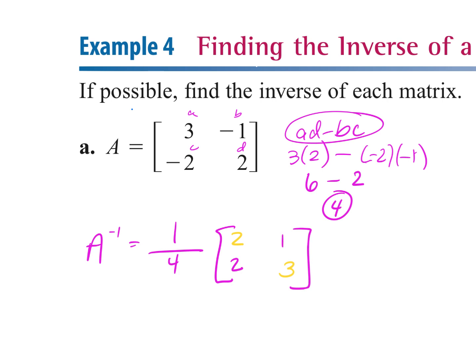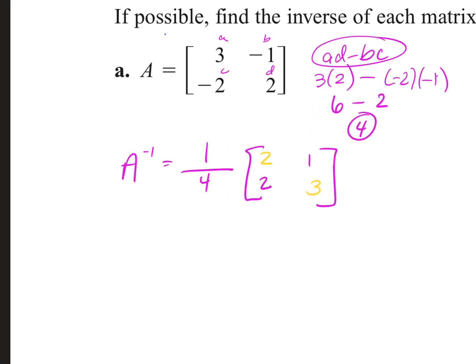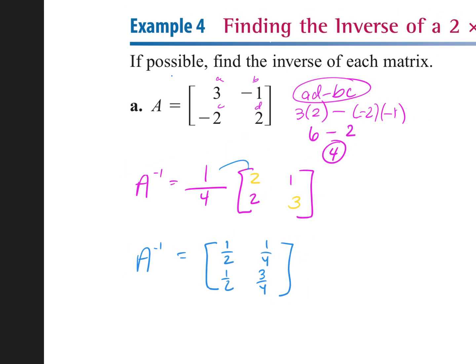Everybody with me? And then what do I do with 1/4? I'm going to distribute it. So 2, and we're not using decimals ever in here, guys. What is 1/4 times 2? That's just going to give me 1/2, right? What is 1/4 times 1? It's 1/4. What is 1/4 times 2? It's 1/2. And what is 1/4 times 3? It's 3 over 4. Now, do those two look even remotely like they would be inverses of each other?